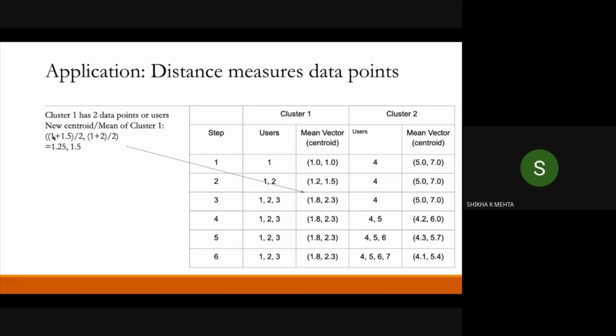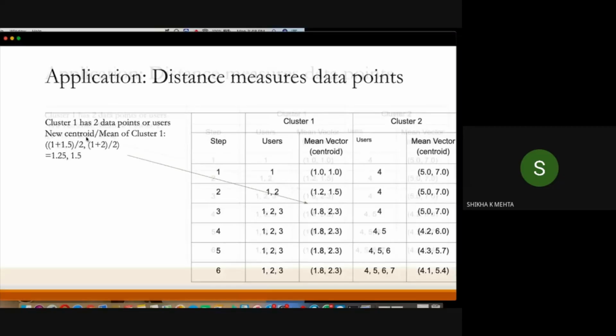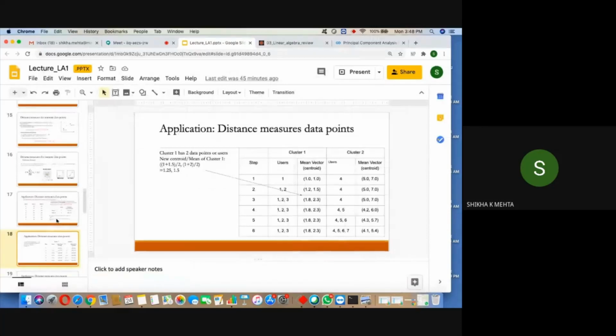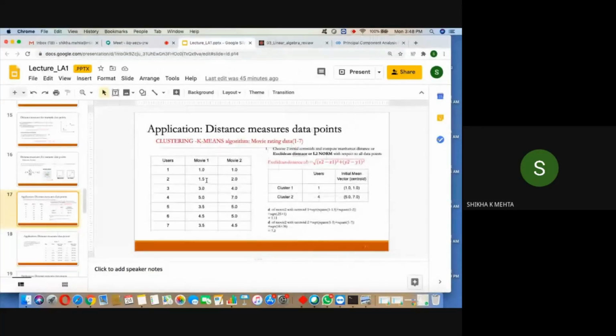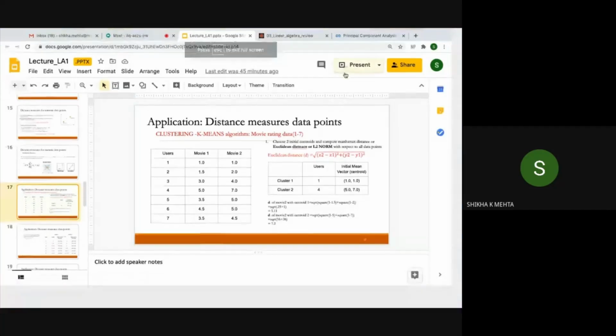So here your first user had the value 1, and the second user which has been allotted has values 1.2 and 1.5. So we have computed the values like that. The values we can see over here, they are there in the data set. The second one has 1.5 and 2.0. So we compute the mean of these two, and this mean becomes the new mean for cluster 1. So the complete k-means clustering algorithm works like this.